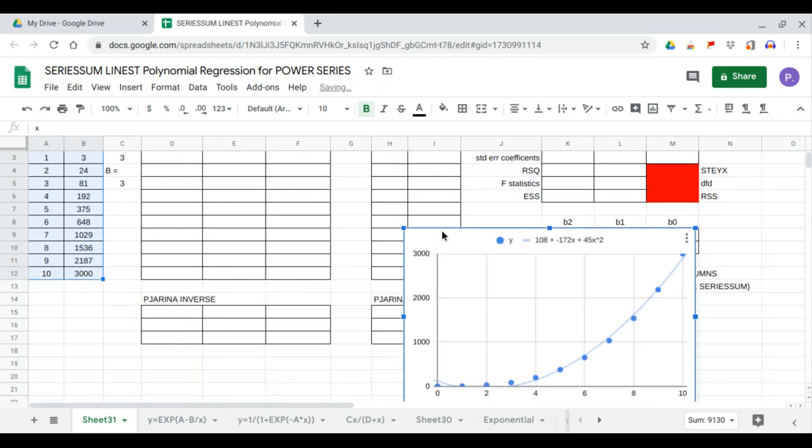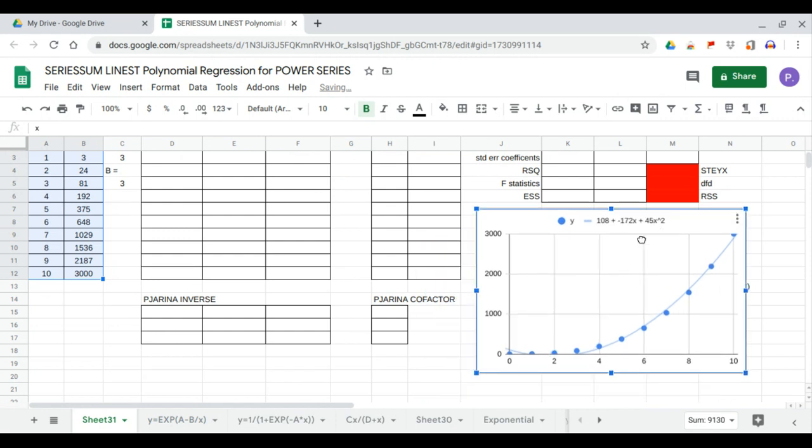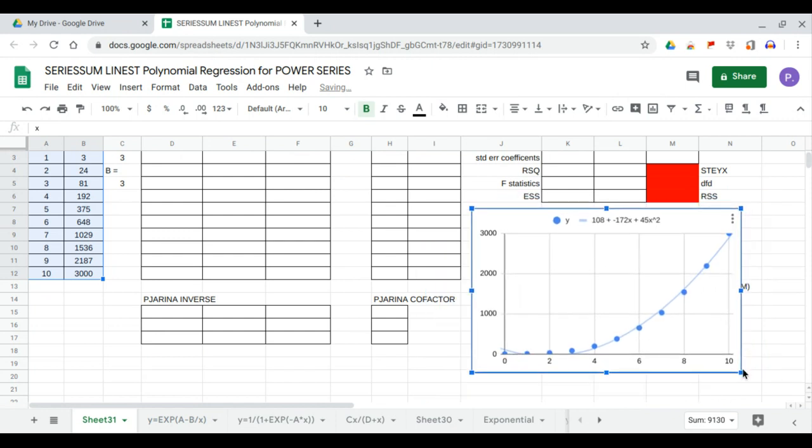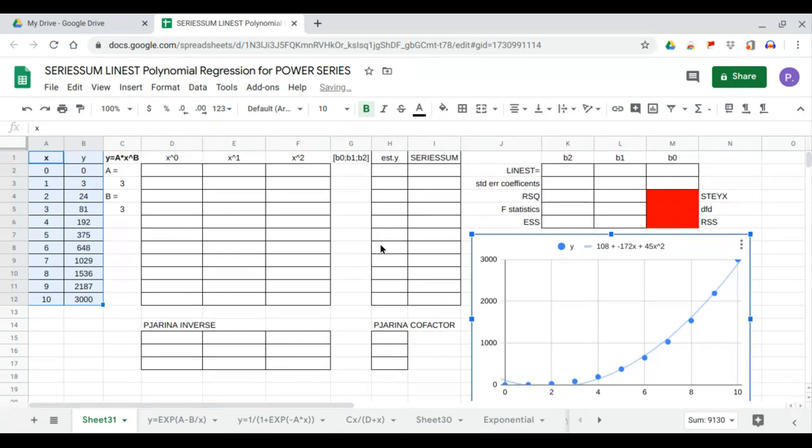We begin with filling up the x matrix. So we have y equals 108 minus 172x plus 45x squared. So the coefficient for b0 is 108. The coefficient b1 is negative 172, and the coefficient b2 is 45. We'll calculate this using the matrix and LINEST.